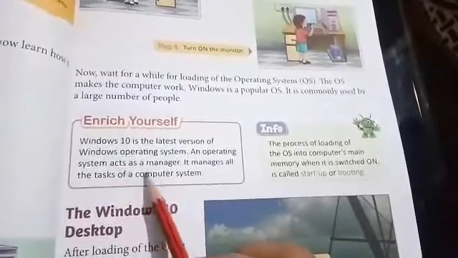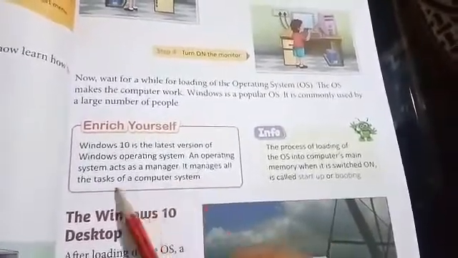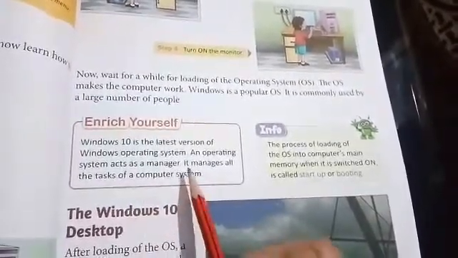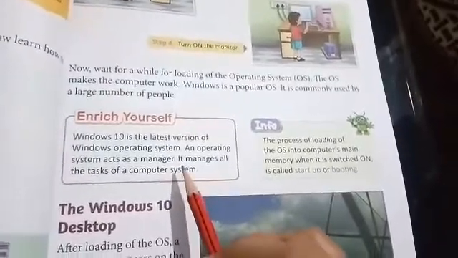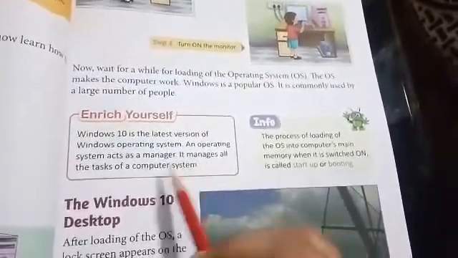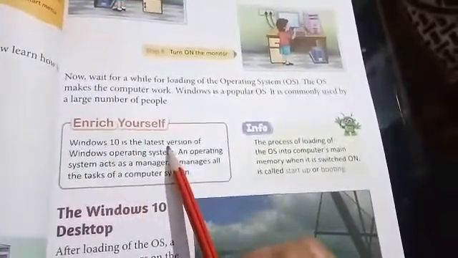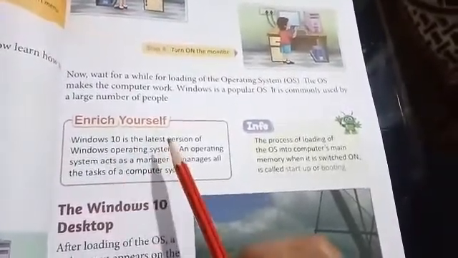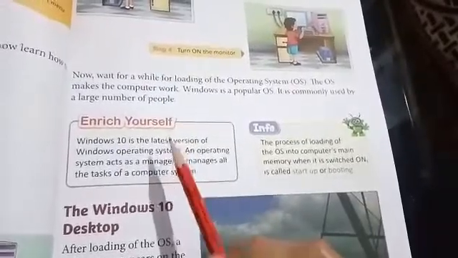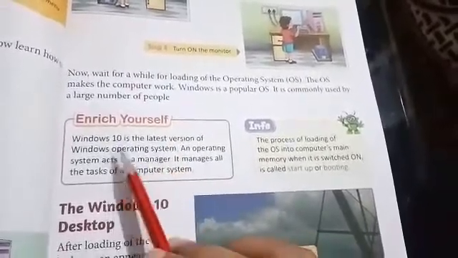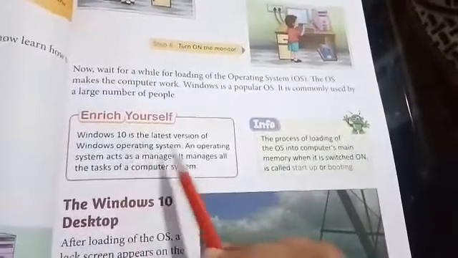An operating system acts as a manager. It manages all the tasks of a computer system. An operating system is acting as a manager of a computer because it is managing all the tasks of a computer system. Windows 10 is the latest version because before that we were using Windows 7, Windows 8 and so on. But now the latest version is Windows 10.